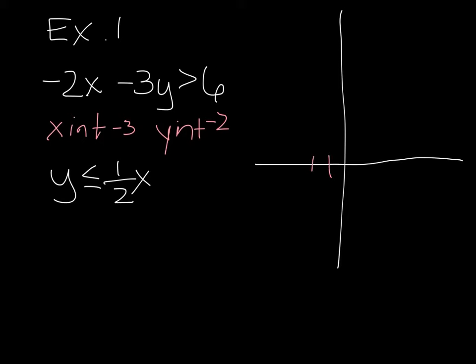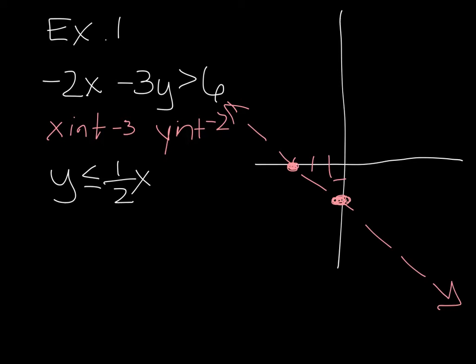So I'm going to plot those 2 points. X is negative 3, put a point. Y is negative 2, put a point. And because it is a greater than, I know I'm going to make a dotted line. So I'm going to make a dotted line. And then I need to pick a test point so that I know whether to shade to the right or to the left of the actual line.